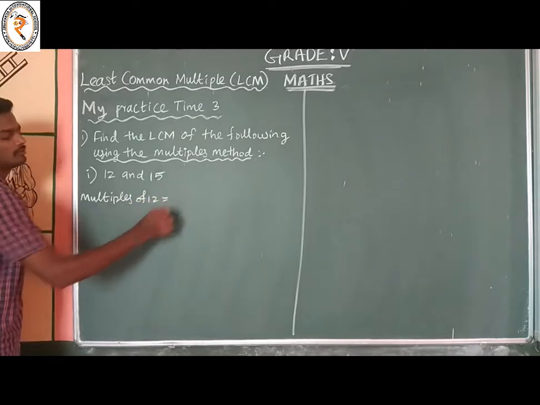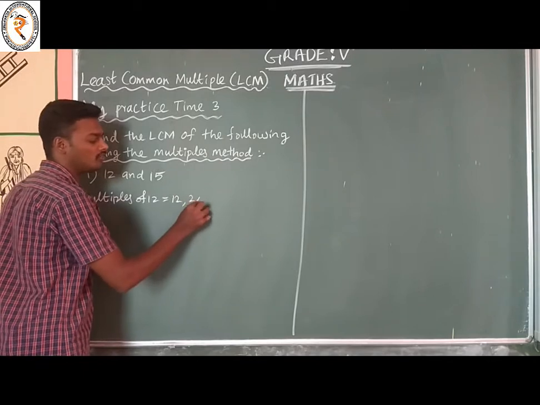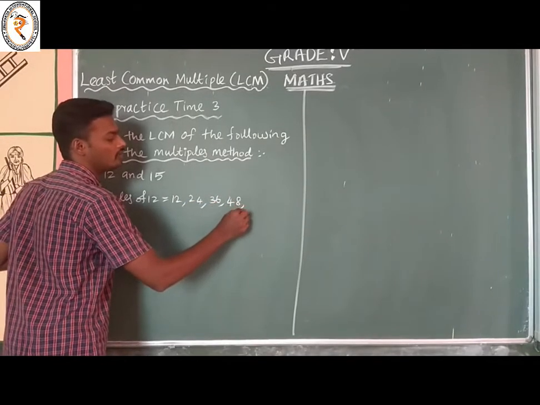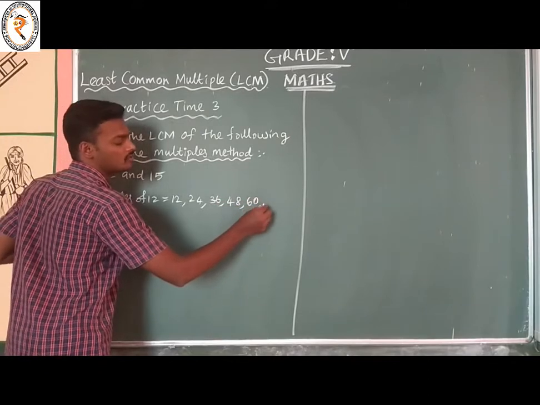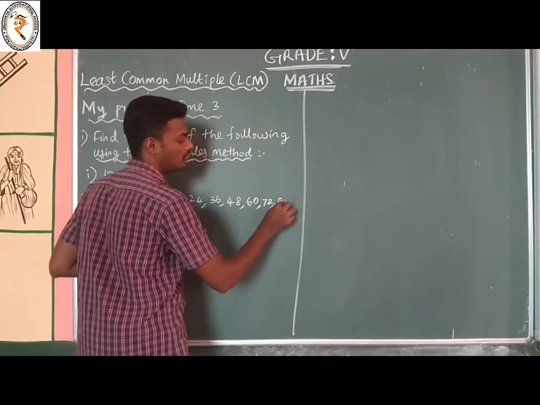Multiples of 12: 12th table. 1 12 is 12, 2 12s are 24, 3 12s are 36, 4 12s are 48, 5 12s are 60, 6 12s are 72, 7 12s are 84, and so on.